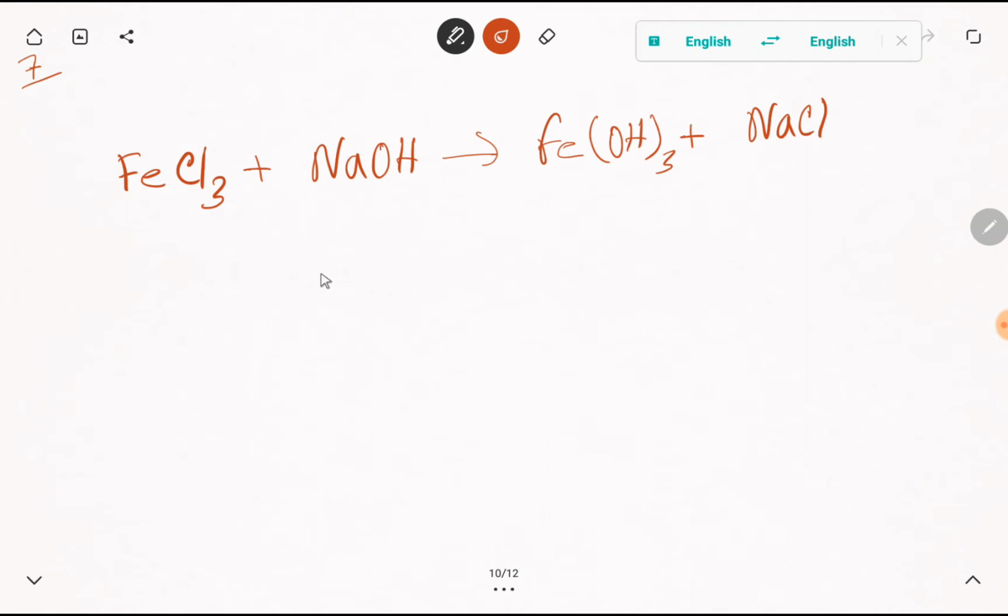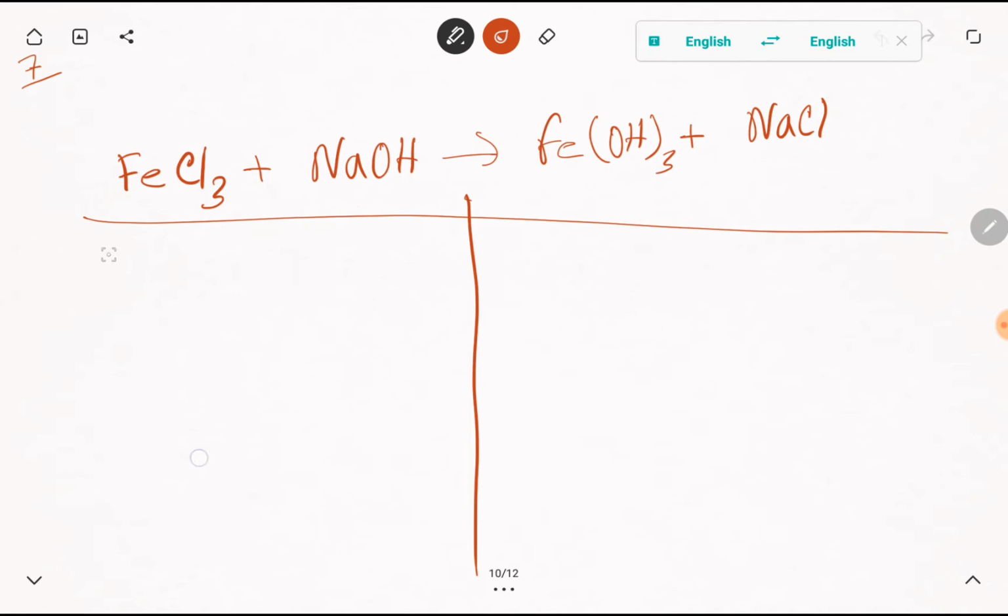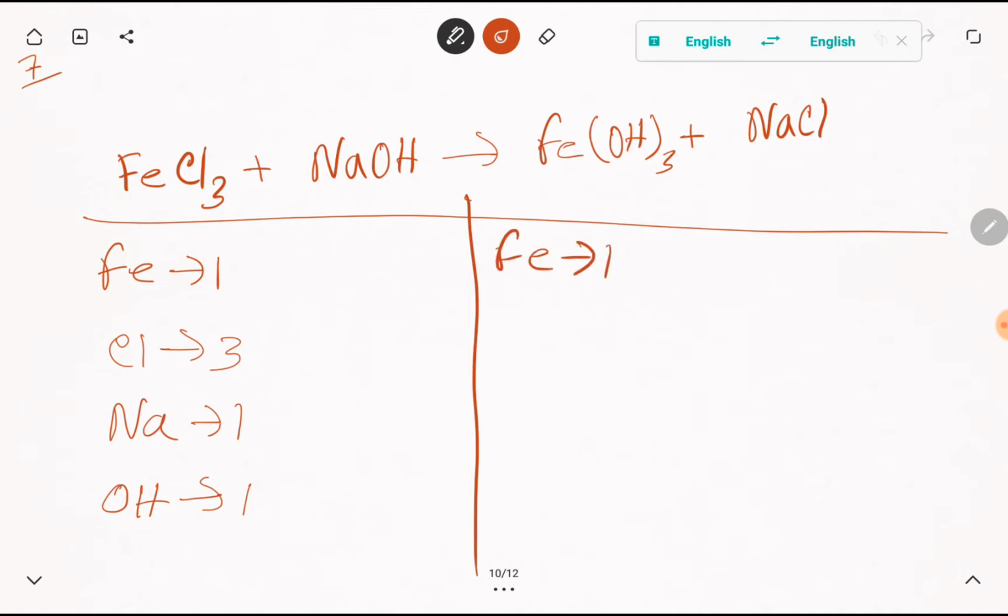How to balance this reaction? In the left hand side we have iron, that is 1, then we have chlorine, that is 3, then here we have sodium, that is 1, and hydroxide, which is a polyatomic ion, which is 1. In the right hand side we have iron, that is 1, then we have hydroxide, that is 3, then we have sodium, that is 1, then we have chlorine, that is 1.